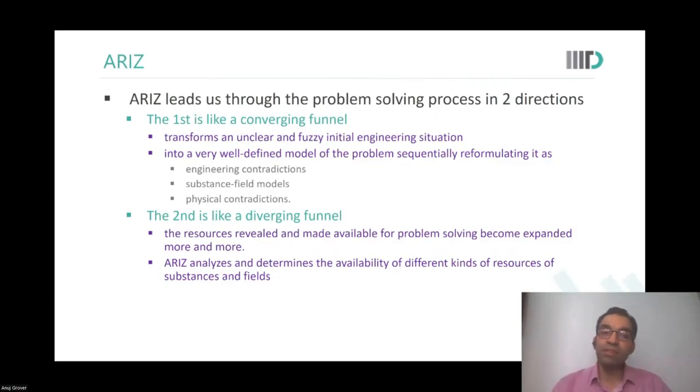And there is another diverging funnel. That diverging funnel is of resources. What it also does is it identifies additional resources that may be available in the system or the super system that could be used to solve the problem. So as you go deeper into applying ARIZ, you will see that the number of resources that you have available with you tends to increase. So the probability of getting a very interesting solution increases.